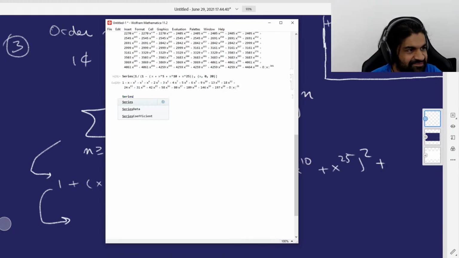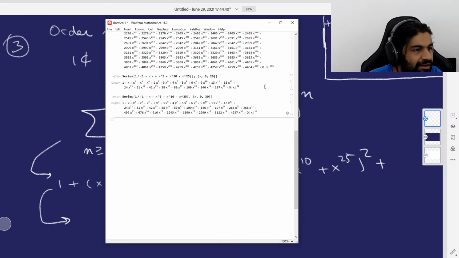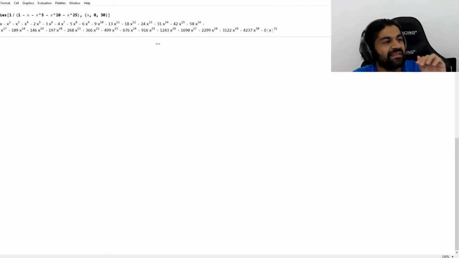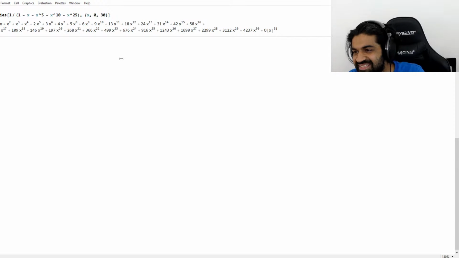So series 1 over 1 minus x to the 5th minus x to the 10th minus x to the 25th. Let's do maybe the first like 30 terms, because this will grow much faster where order matters. Okay, so you zoom in a bit. Okay, these are the answers my computer is giving me. Let's see if we believe them.